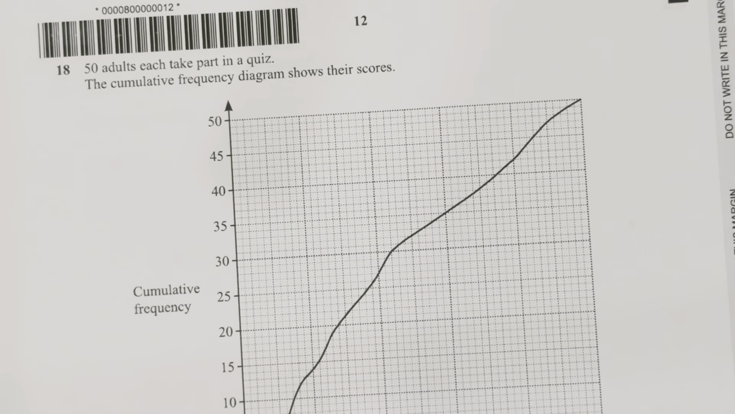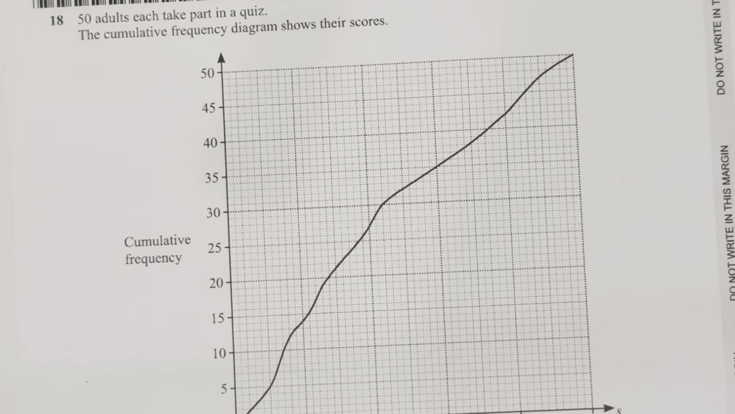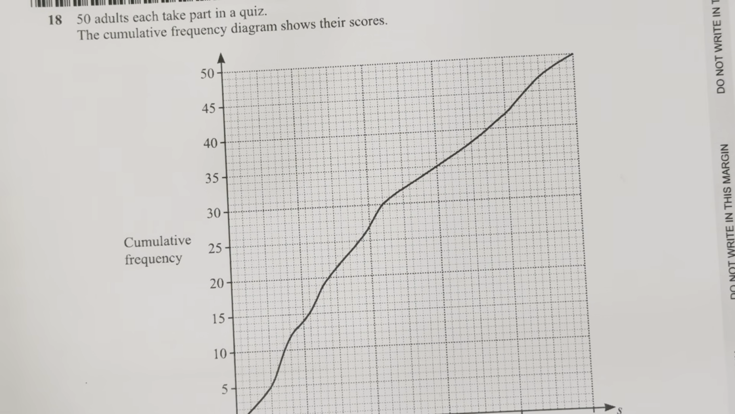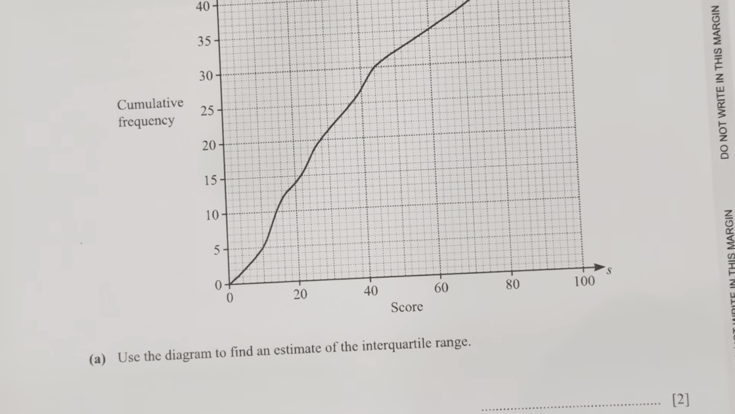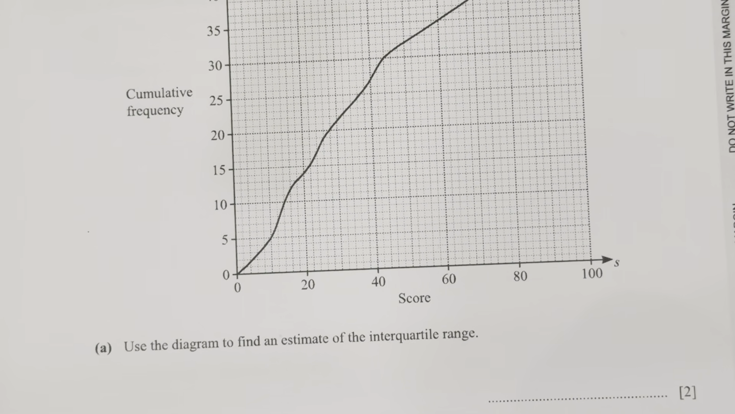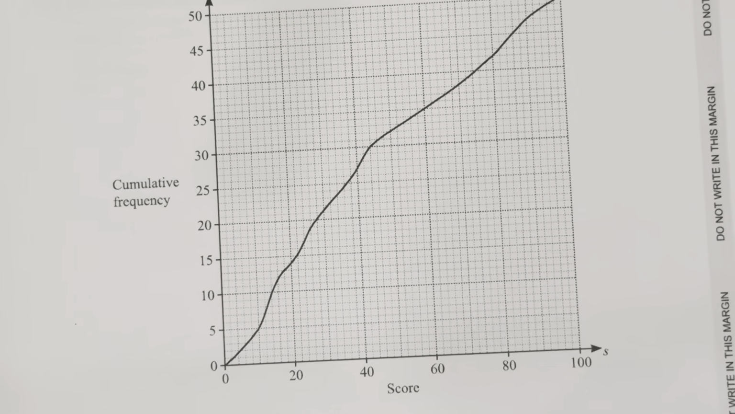Moving to question number 8, that is from the topic of statistics. 50 adults each take part in a quiz. The cumulative frequency diagram shows their scores. Use the diagram to find an estimate of the interquartile range. So you need to find the interquartile range.